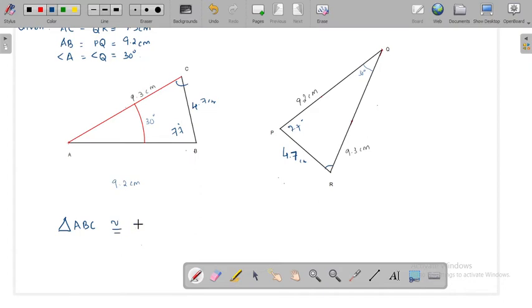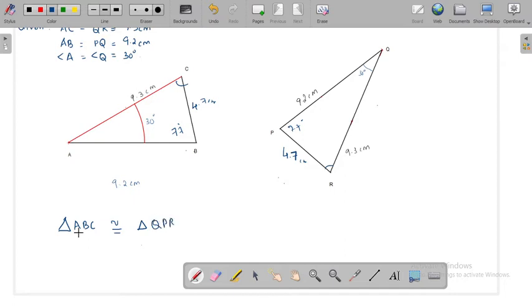Tell me, triangle PQR. Angle Q. So angle A should correspond to angle P. Is that true? No, ma'am. No, it is not correct, right? Now tell me, triangle ABC is corresponding to? Triangle QPR.